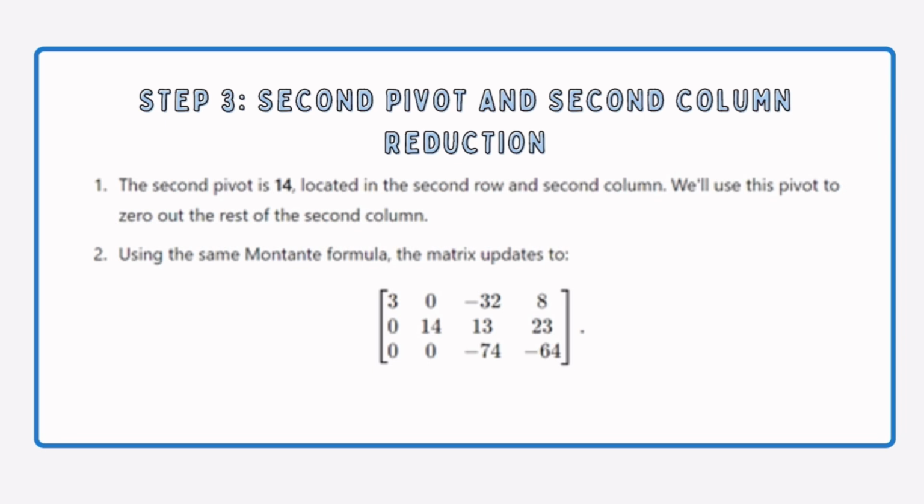With this in mind, we need three pivots. Now, to find the second pivot, we'll locate it in the second row and the second column of the previously obtained matrix, and we'll use it to zero out the rest of the second column by using the same Montante formula, and the matrix will be updated into this new matrix that is in the current slide.